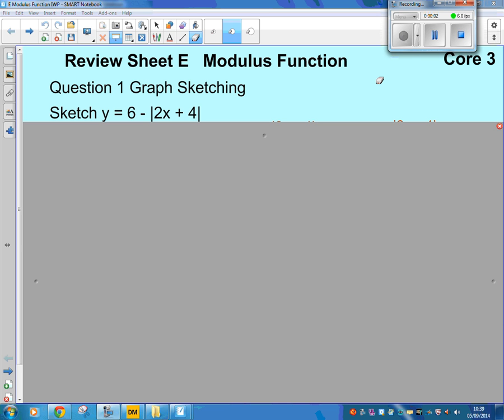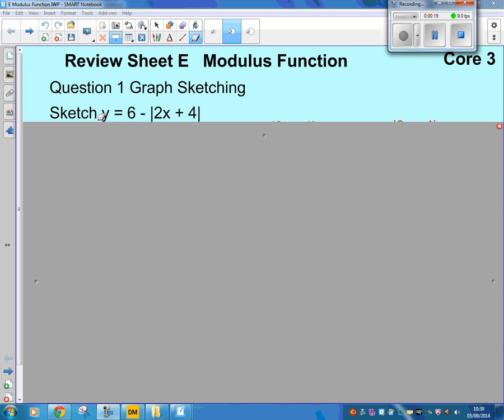4 free review sheet E, the modulus function. The questions on this video are not the same as those on the review sheet, but they will help you to answer it. Right, the first type is very important, graph sketching, because generally anything to do with the modulus function you're going to want to sketch a graph.